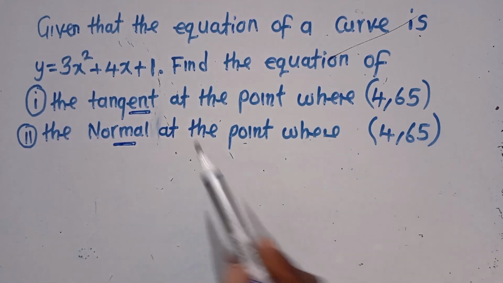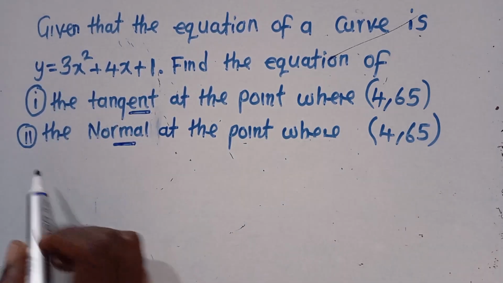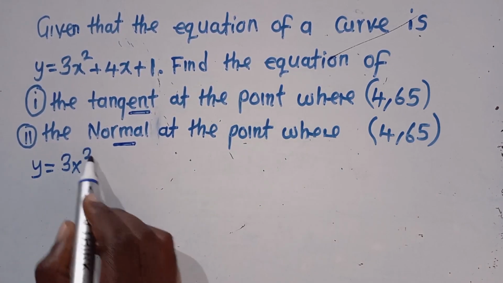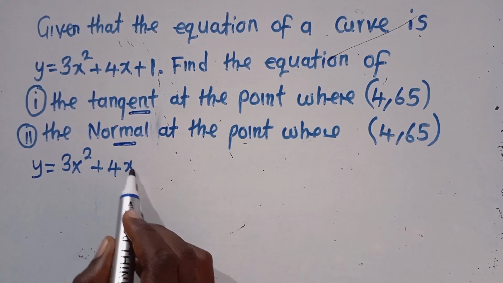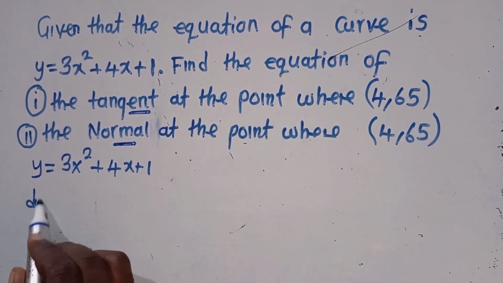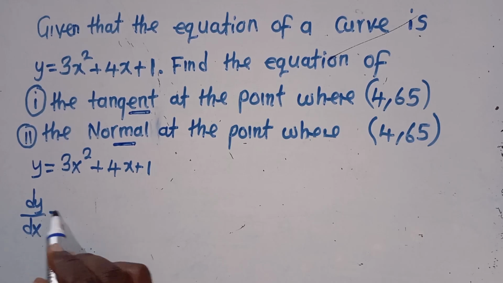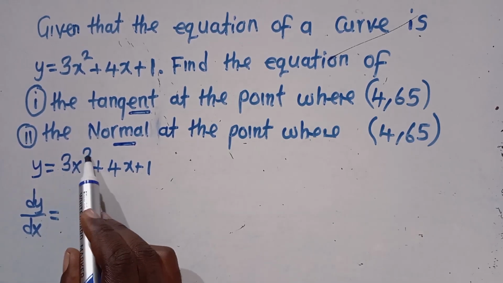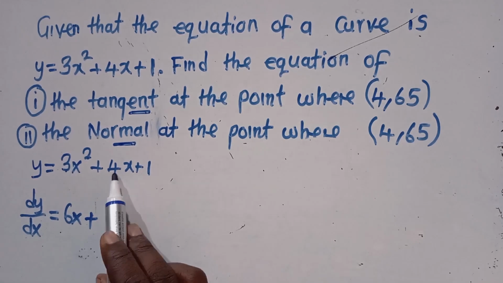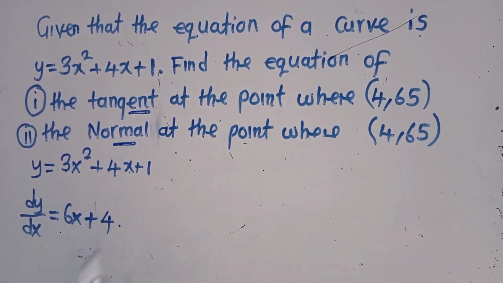Once you do this, you go to this equation, y is equal to 3x squared plus 4x plus 1. Then you differentiate. How do you differentiate this? You say dy/dx is equal to 2 times 3, that is 6x. You remove 1 from the power, and here you just maintain a 1. Plus, what is the derivative of 4x? It is just 4. I believe we know how to differentiate.